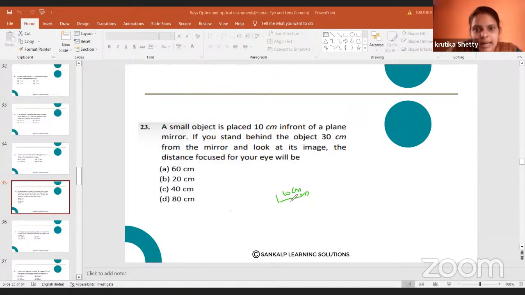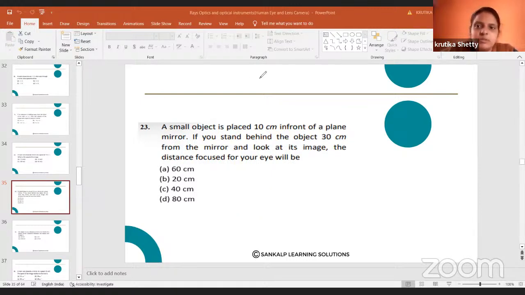Next, if you stand behind the object. So this is the object, this is the mirror. If you are standing behind the object, the distance is 30 centimeter from the mirror. And look at its image. The distance focused for your eye will be. So what is the answer? Yes, very good. It is C, that is 40 centimeters. So very simple question. It is C, 40 centimeter.